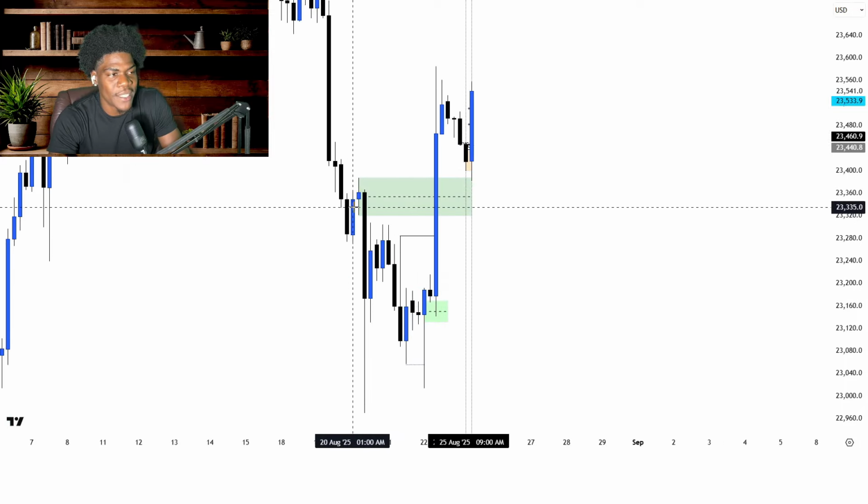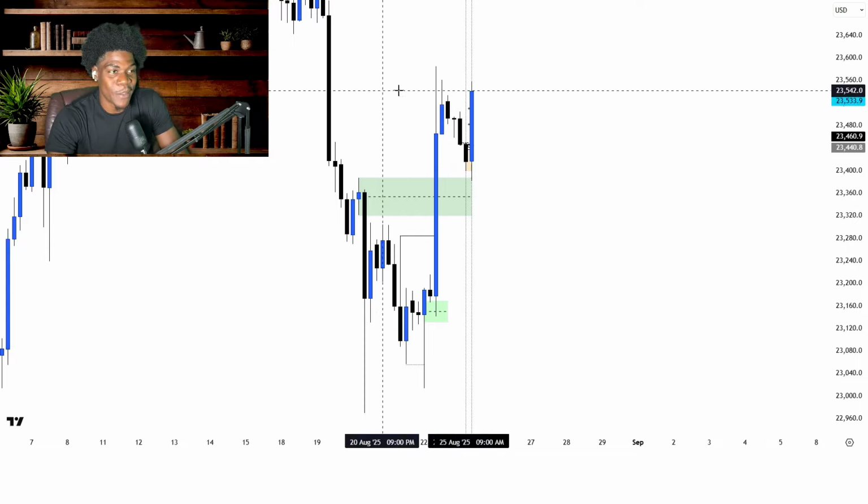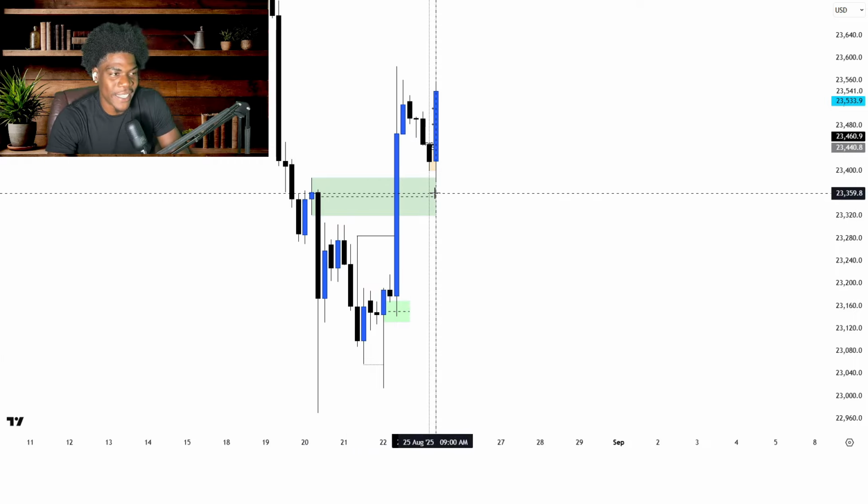So for this one right here, it was mainly a 4 hour zone. One of my students kind of missed this one. I went over it in the VIP, exactly how to take this trade, because I did a deeper analysis on this one. In the VIP, I explained to her exactly why.